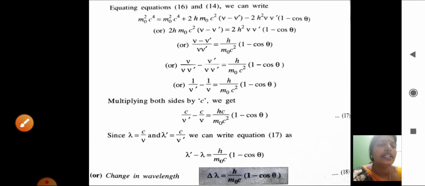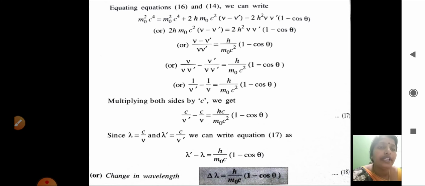Okay? And then the next common term, the constant term, take it outside. Only the frequency is changing, so take it as nu minus nu dash divided by... nu dash equal to 2h over m naught c squared, go to the denominator on the right-hand side, h cancels, 2 cancels. Then m naught c squared is in the denominator: h divided by m naught c squared into 1 minus cos theta. Separate this equation of the frequency: nu divided by nu dash minus nu dash divided by nu dash equal to h by m naught c squared into 1 minus cos theta.